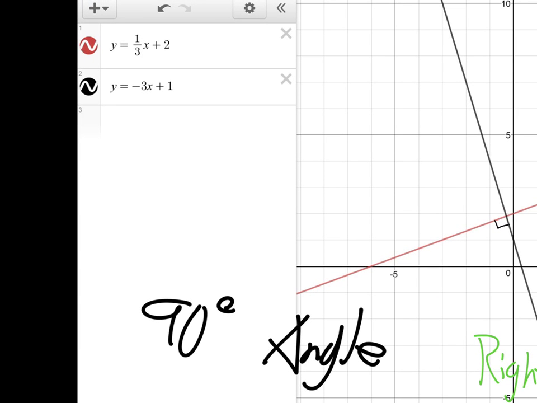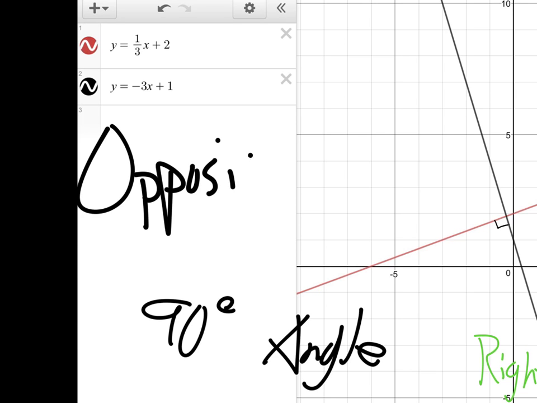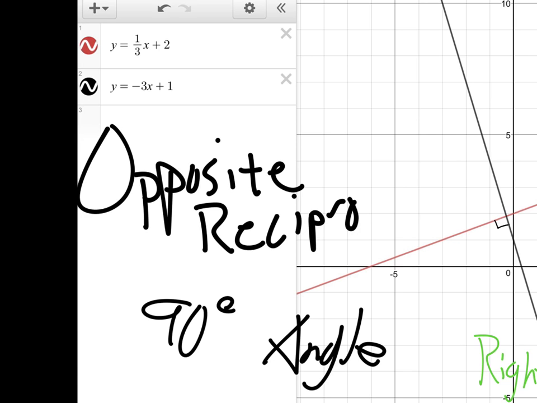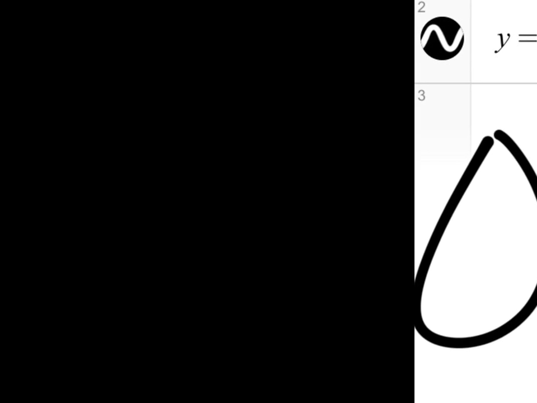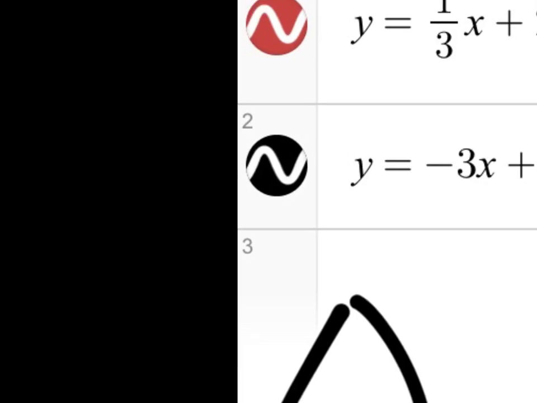Now, what is the relationship between perpendicular lines? Slopes. They have what are called, make the line thin again, opposite reciprocal slopes. Now, what are opposite reciprocal slopes, Jamari? I will tell you, student. Opposite reciprocal slopes. Think of it this way. Okay? We have 1/3 and -3, okay?